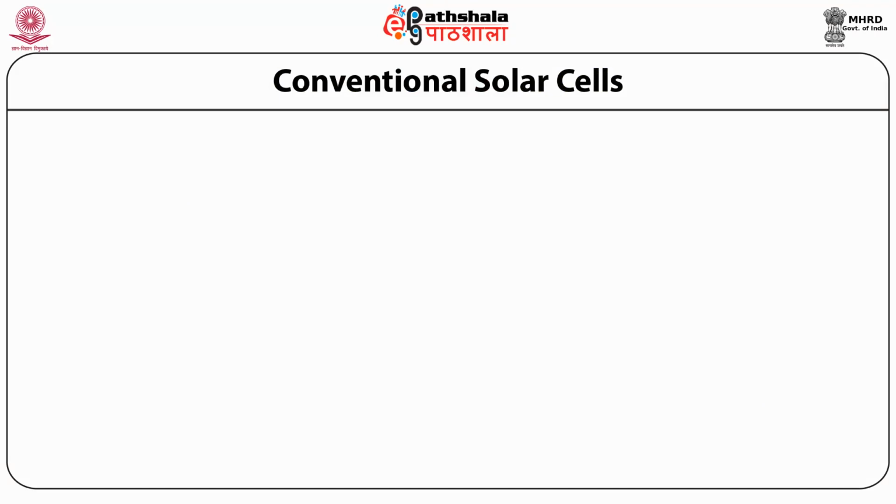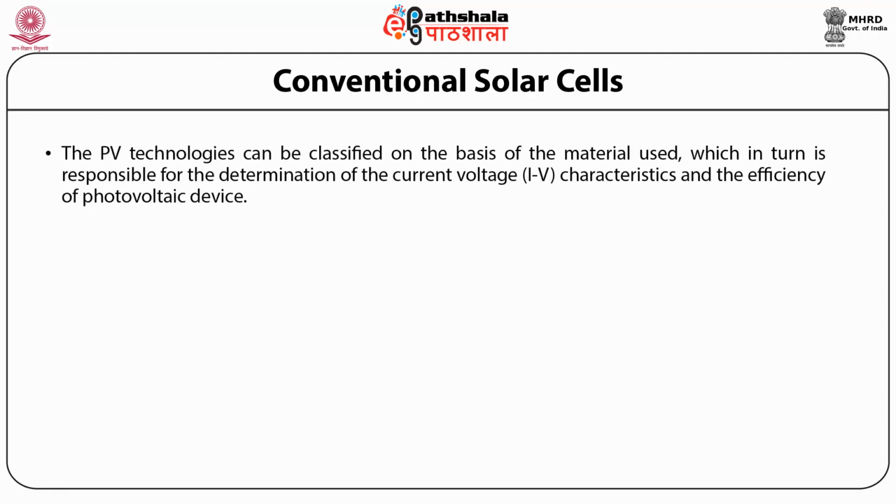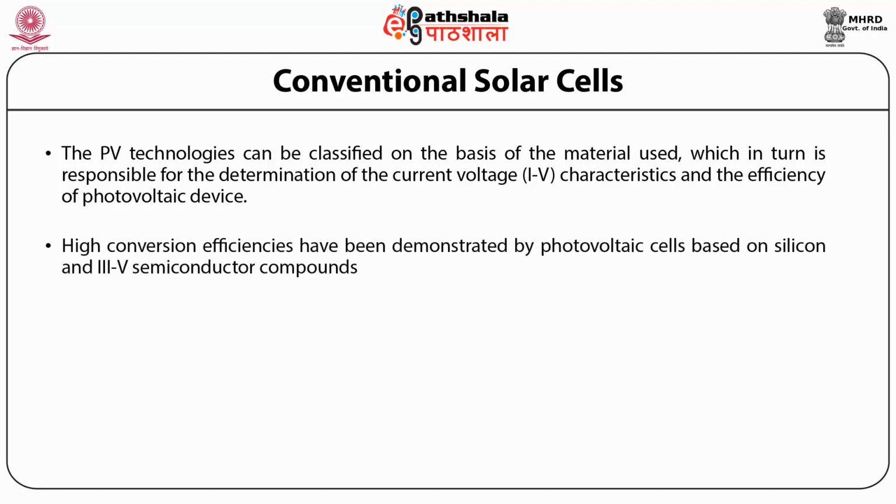So first of all, let's discuss about the conventional solar cells. The photovoltaic technologies can be classified on the basis of the material used, which in turn is responsible for the determination of the current voltage characteristics and the efficiency of photovoltaic device. High conversion efficiencies have been demonstrated by photovoltaic cells based on silicon and III-V semiconductor compounds.